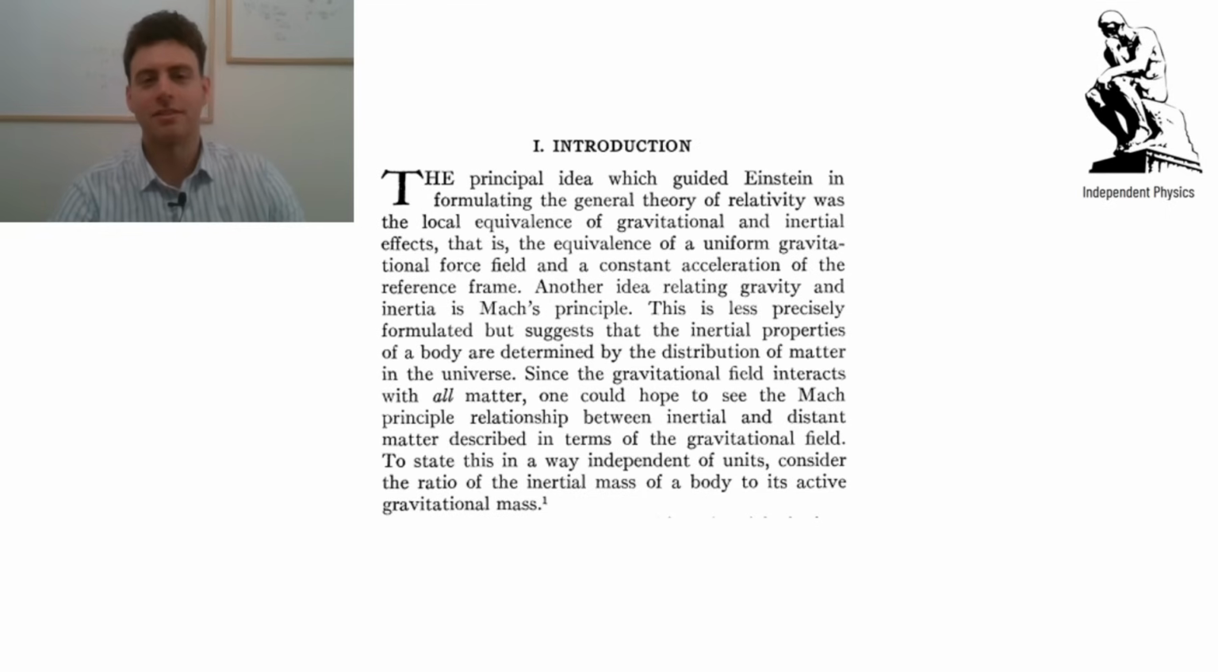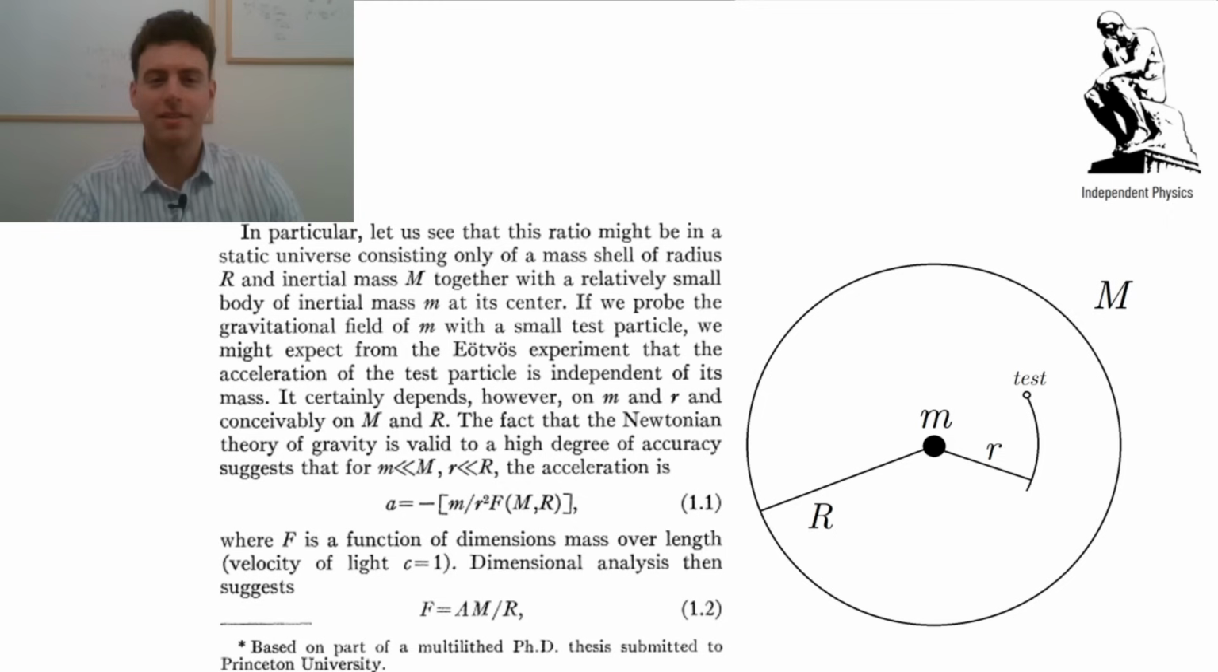Follow me in reading his introduction, where he starts talking about Mach and the ratio between inertial mass of a body and the active gravitational mass. He says, let us see what this ratio might be in a static universe considering only a mass shell of radius big R and inertial mass big M. This will be the mass and size of the universe, together with a relatively small body of inertial mass small m and a test particle.